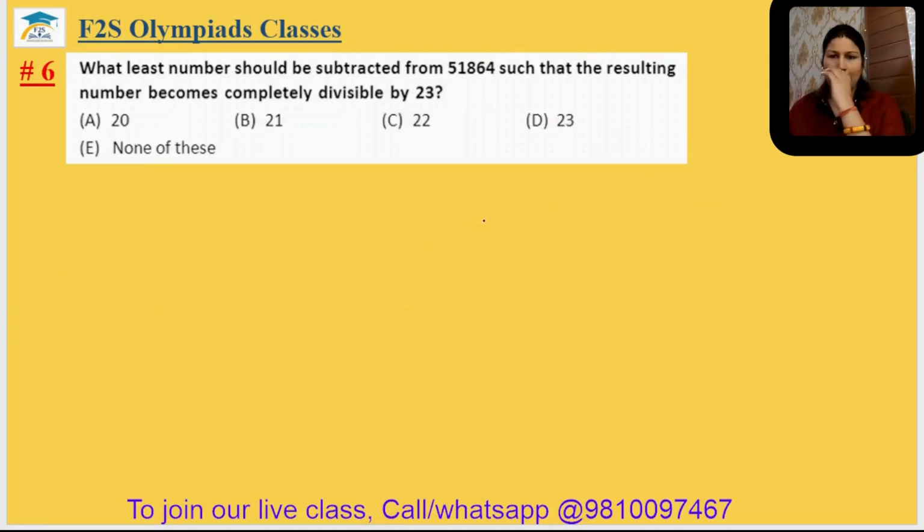Question number 6. What least number should be subtracted from this such that the resulting number becomes completely divisible by 23? So what least number should be subtracted? That least number will be your remainder. So start dividing. 51864. Divide it with 23.